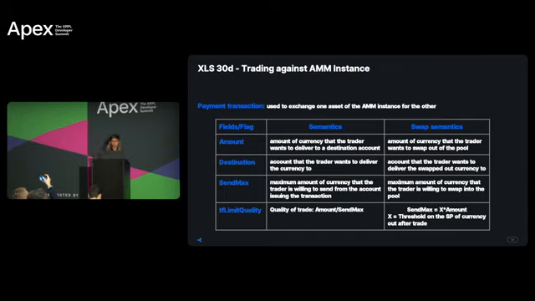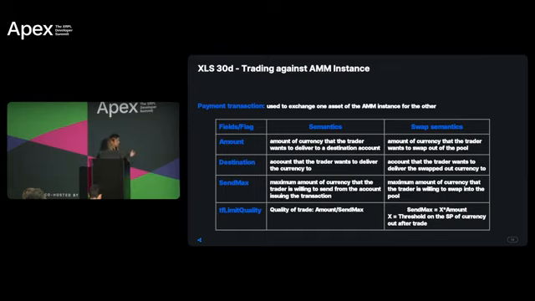This is interesting, the payment transaction. So how do we use a payment transaction to exchange one asset of the AMM instance for the other? These are some of the fields. If you think innovatively, we can use it to actually swap the assets. So these are the fields of the payment transaction. Generally, an amount field would mean the amount of currency that the trader wants to deliver to a destination account. In the context of a swap transaction, we can think about it as the amount of currency that the trader wants to swap out of the pool.